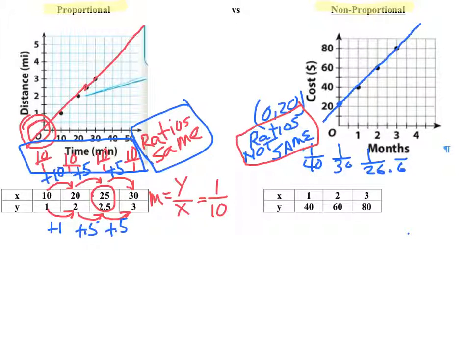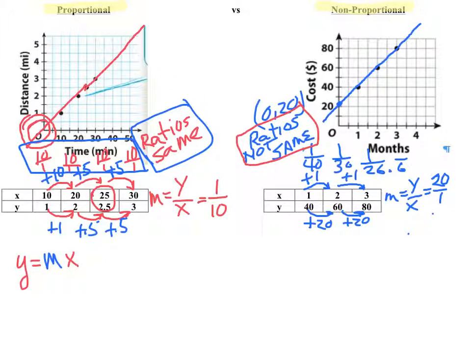So in a proportional graph, the slope can also be found by locating the points and simplifying them and putting them y over x. Looking at the non-proportional graph, we see that it goes up 1 here and here, and on the y side, it goes up 20 from 40 to 60 and 20 from 60 to 80. And if we report this as y over x, it'd be 20 over 1, so the slope is 20.